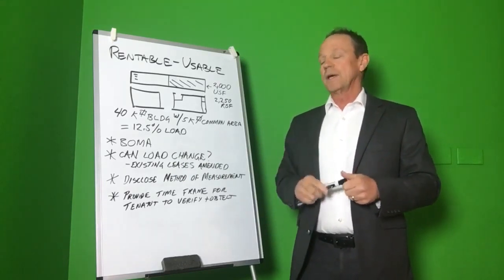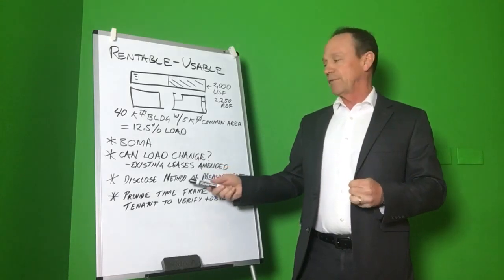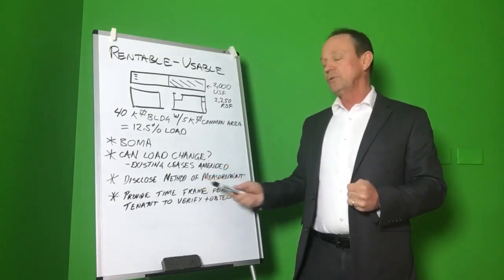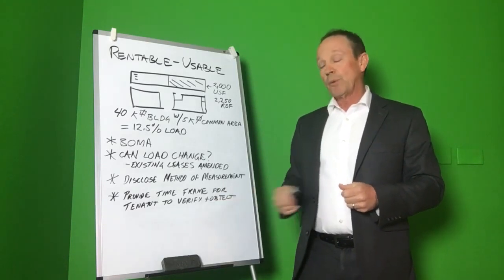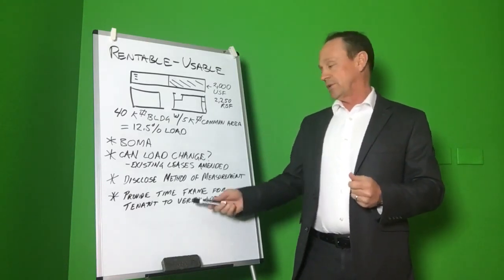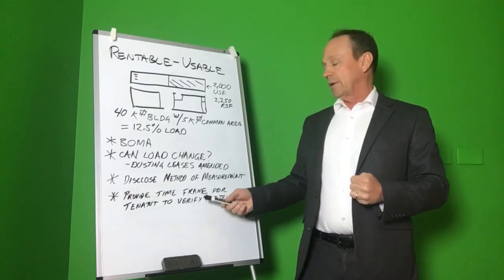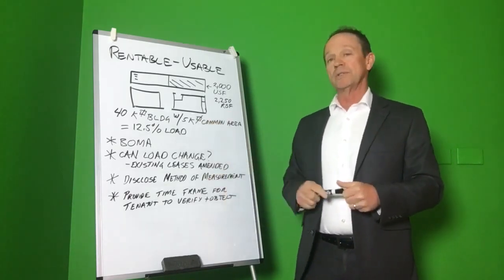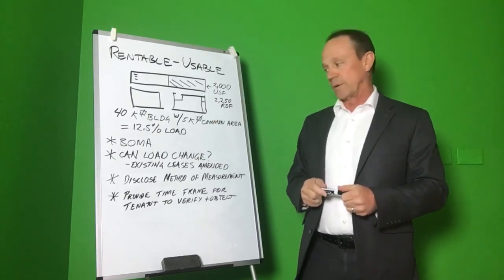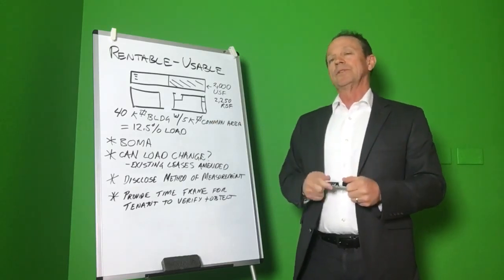So what I suggest is that you have the definition of measurement and disclose the method of measurement within the lease document itself, and provide a time frame for tenants to verify and object to the measurements that are being provided in the lease agreement. That way you're not getting yourself into trouble.